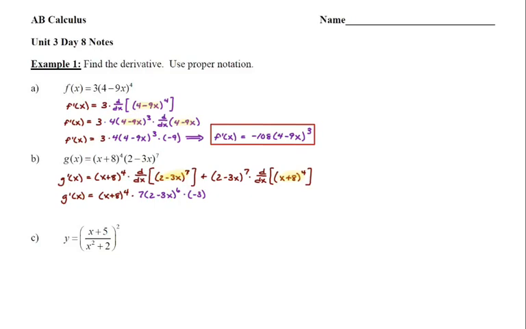So to take the derivative of 2 minus 3x to the seventh requires the chain rule, and it would be 7 times that inside piece to the sixth, leaving that inside piece untouched, times the derivative of the inside, which is what the chain rule is, plus 2 minus 3x to the seventh, and then to take the derivative of x plus 8 to the fourth, it's 4 times x plus 8, left alone, to the third, times the derivative of x plus 8, which is 1.